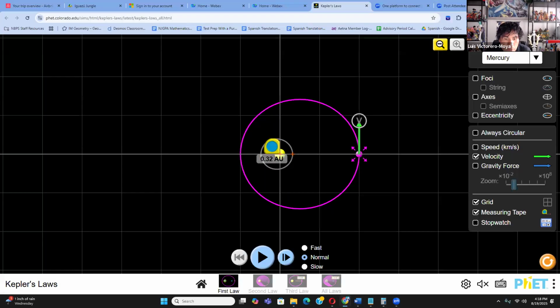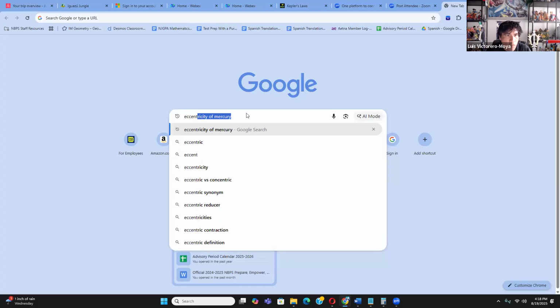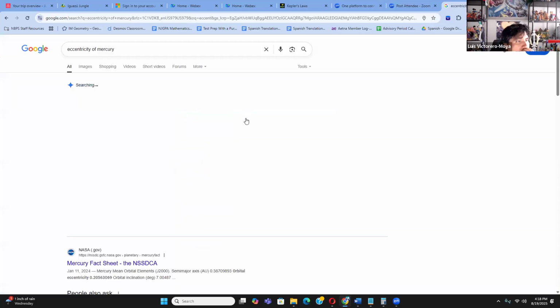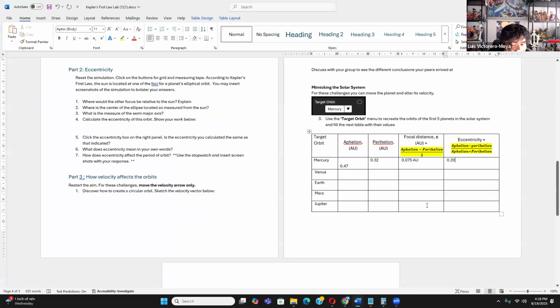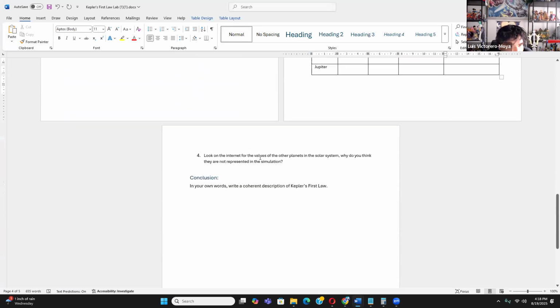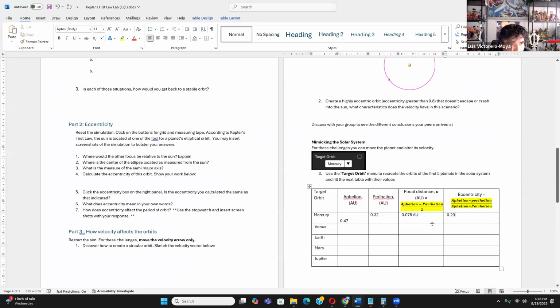Now, I can Google the eccentricity of Mercury, and it's about 0.205. Not bad, guys. With a simulator, you can identify it. There's a level of uncertainty, of course, which is okay. And that's what you have to answer in this question, all right? That's what you have to do for this table.